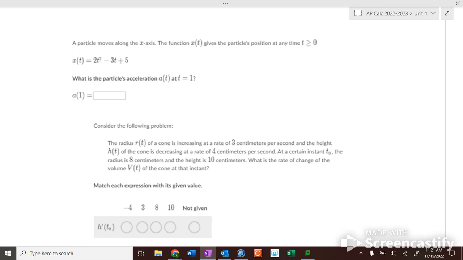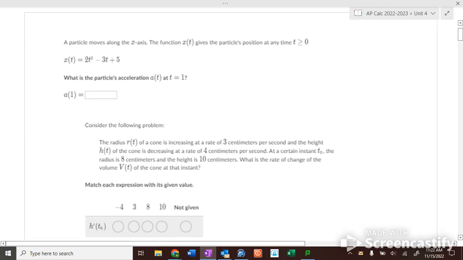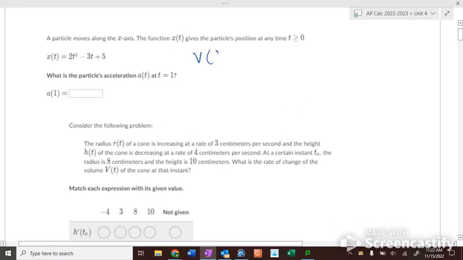x(t) is position. So what's the first derivative of position? Velocity. So velocity is equal to 4t minus 3. And what's acceleration then? Which is 4. So it doesn't matter what time it is, the acceleration will always be 4 for this function.